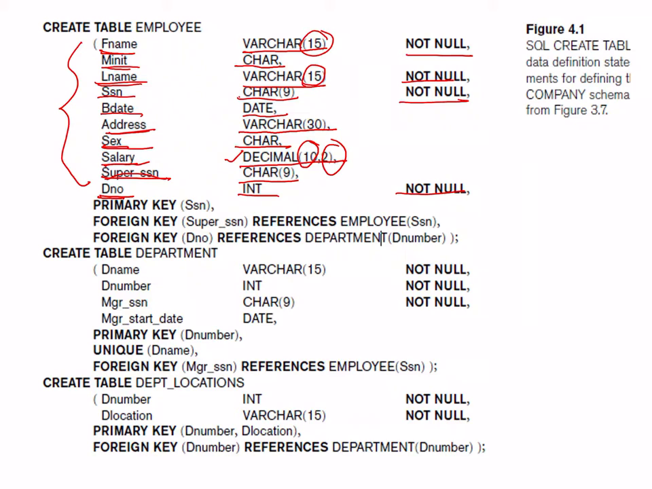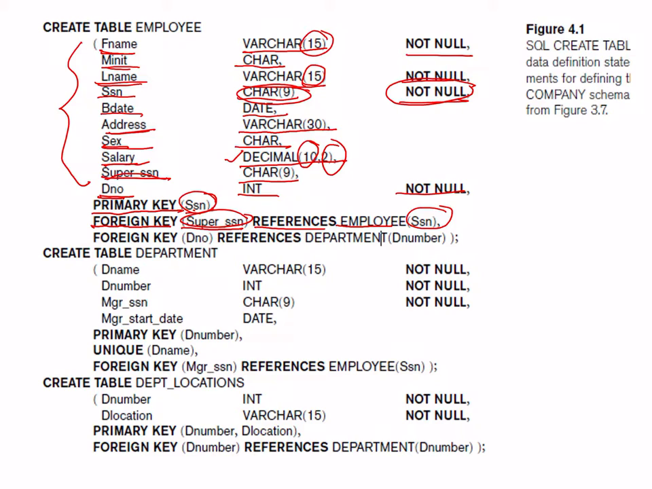Now we have also mentioned here that the primary key is SSN. So where is SSN? SSN is here, and definitely a primary key cannot have a null value, so automatically it becomes not null. So primary key SSN is not null. Then there is a foreign key: foreign key supervisor SSN, and the references are employee SSN.